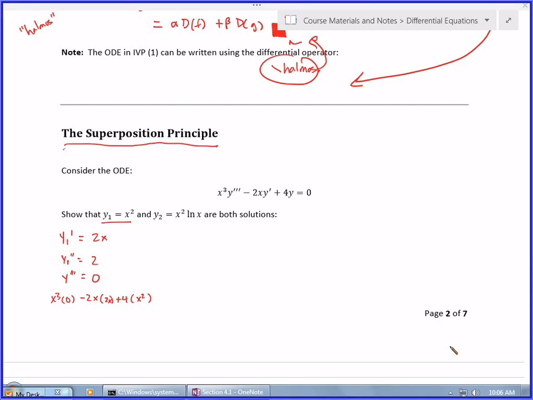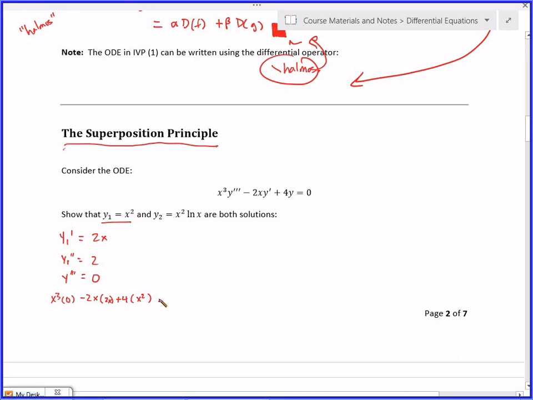You can probably get equals 0, check. Okay. Let's also check that y2, which is x squared log of x, is also a solution. I'm not telling you yet how to find these. We will eventually have some strategies to solve for these.